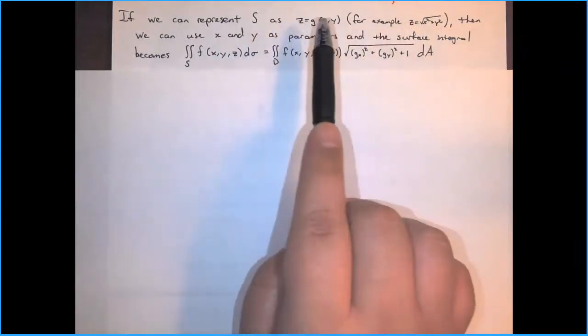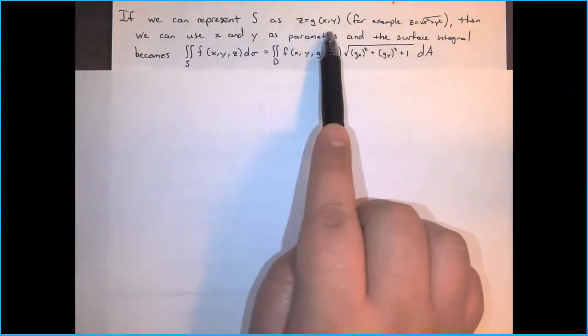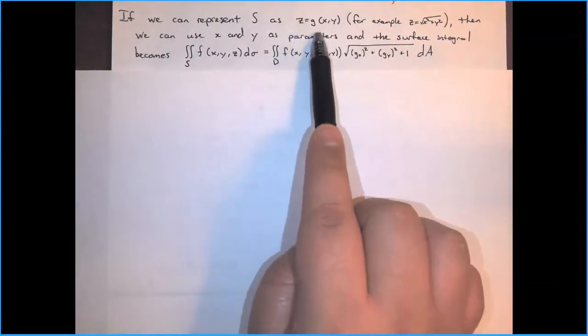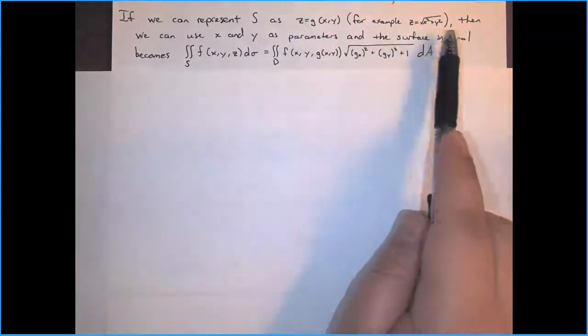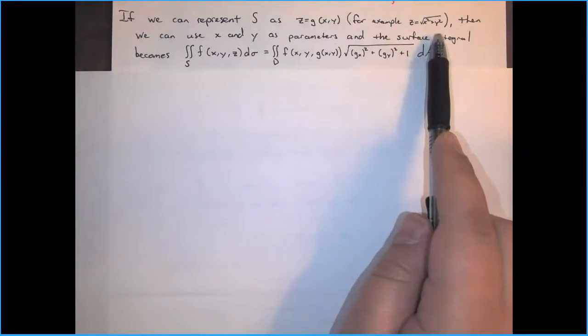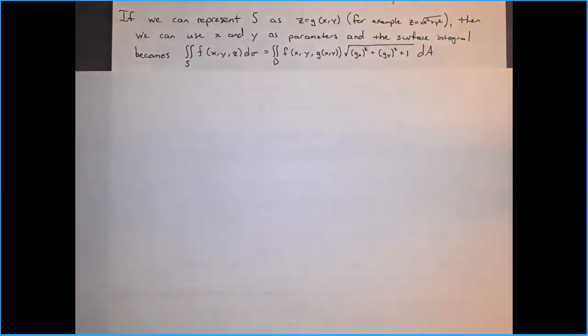So imagine that I have some surface that can be represented as a function of x and y. So I just set z equal to some function of x and y. An example would be this cone, the square root of x squared plus y squared. Then I can use x and y as my parameters. I don't need to parameterize the surface.